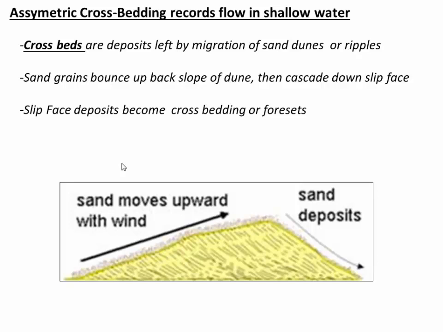So what is cross-bedding? Cross-beds are a type of sedimentary structure that are created by the movement of sand dunes or ripples. And the way that sand dunes move is that grains of sand bounce along the back of the dune, and then suddenly enough sand builds up that you get a cascade of sand down the front. And that's literally how a sand dune migrates. Sand comes up the back and falls down the front.